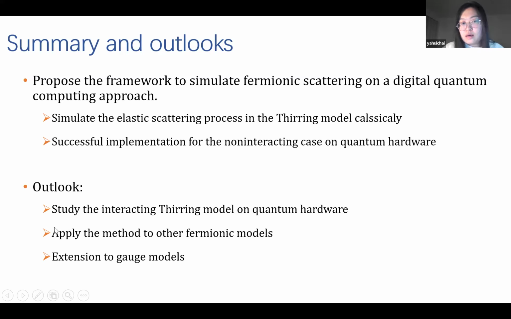Also, this proposal is feasible for other fermion models. And finally, the most interesting thing is to extend this approach to gauge models.